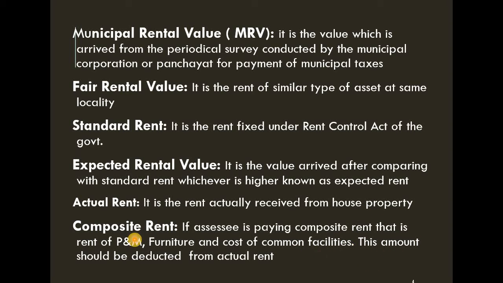So it should be deducted from the actual rent, because we want only the rent of the house property. We don't want rent from other facilities. That will come under a separate other head. So we have to take only the actual rent of the house. When there is a composite rent, deduct all the rent of the common facilities and arrive at the actual rent of the house. Okay, so this is it for this session.